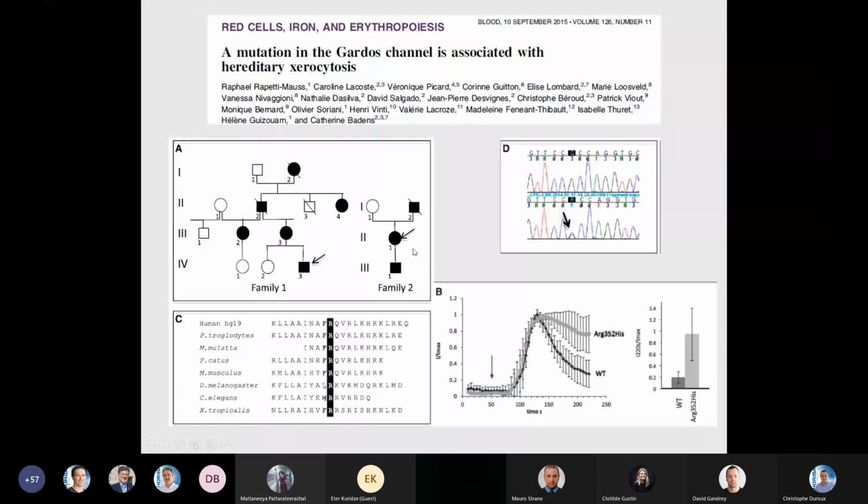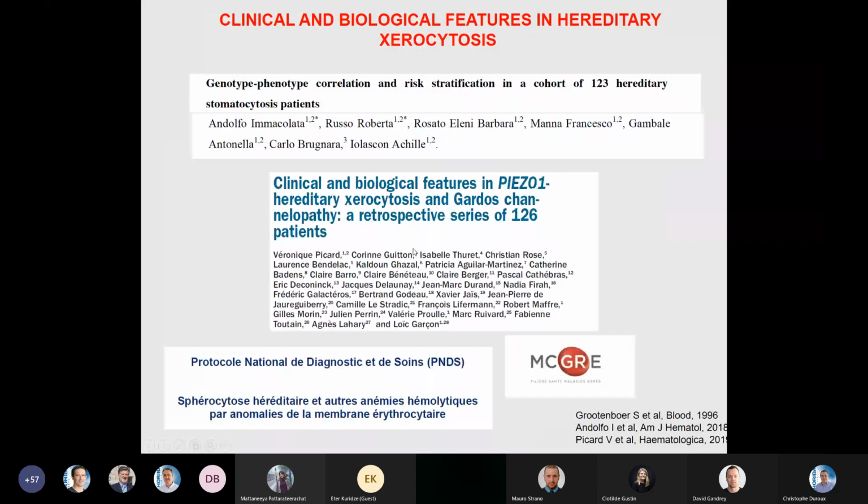So if you want to know a little bit more about the clinical and biological features of this fascinating disease, now you have different publications, and you have the publication from the Italian group. This is our publication we published in Hematology in 2019 about 126 patients carrying PIEZO1 or Gardos mutation, and all these publications give you a nice view of what you can see in these diseases.